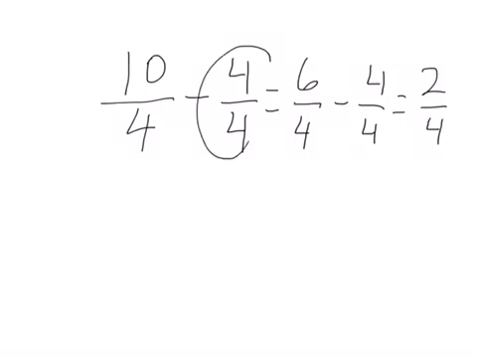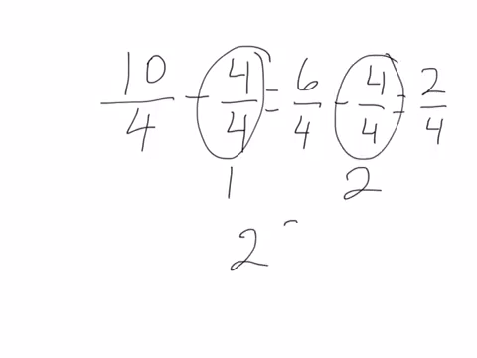So I'm going to go back and I'm going to circle how many wholes I had. That was 1, 2. So there's my 2 and 2/4. And again, 2/4 needs to be simplified down into 2 and 1/2. Pretty simple, right? So let's look at another problem.